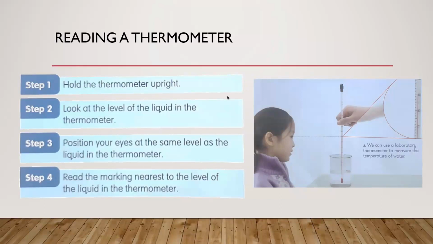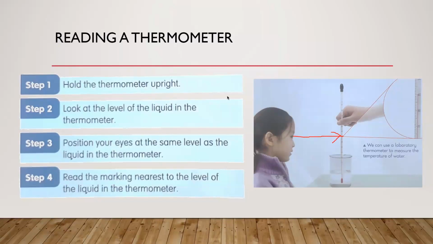Step 1. Hold the lab thermometer upright, as you can see from the picture over there, the young girl. Step 2. Look at the level of the liquid in the thermometer. Step 3. Position your eye at the same level as the liquid in the thermometer. Then, step 4. Read the marking nearest to the level of the liquid in the thermometer. So as you can see from the picture here, the young girl is actually looking straight at the same level of the liquid in the thermometer.